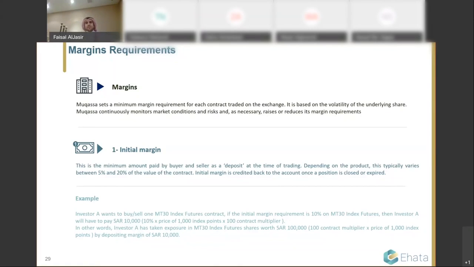And initial margin, the concept of initial margin is very important, as we explained more than once. It is basically the minimum amount paid by the buyer or seller as a deposit at the time of trading. Depending on the product, the initial margin you would need to put typically varies between 5% and 20%. An initial margin is credited back to the account once a position is closed or expired.